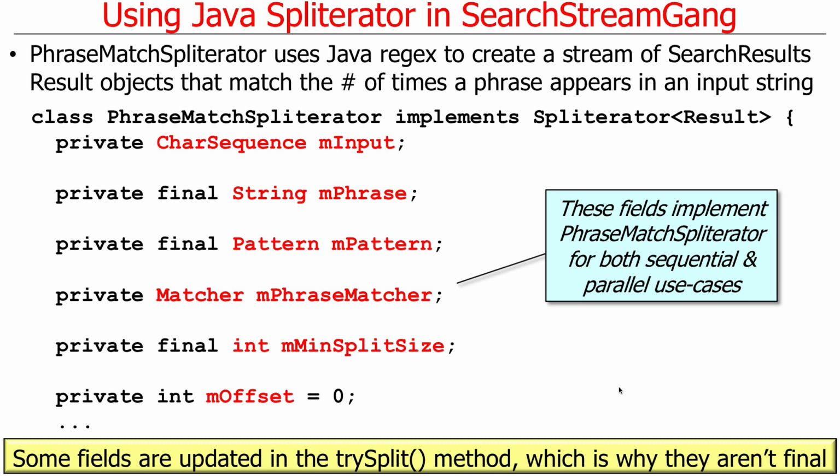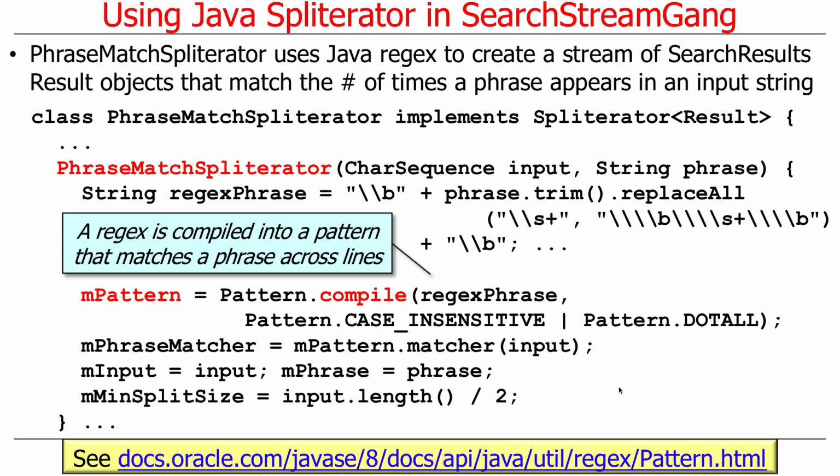We then have the phrase we're looking for. We just stash that away so we can use it later. That's just a string. We have a pattern and a matcher. The pattern is used to store a regular expression, and the matcher is used to take that regular expression and connect it with an input sequence or string. In this case, it's the input sequence. And then we also have some other fields like mSplitSize and mOffset. These are used for parallel streams, and I won't talk about them too much at the moment.